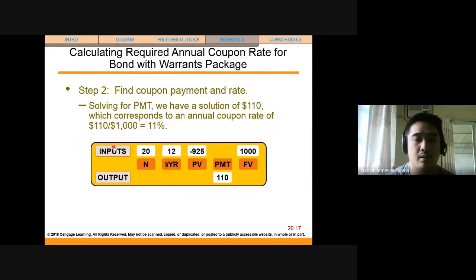So if the coupon rate is 11%, the output, the coupon payment, is 110,000. So each year, the company will pay 110,000 to the bondholders. And the coupon rate is 11%. So how we got the 11% is that's 110 divided by 1,000.